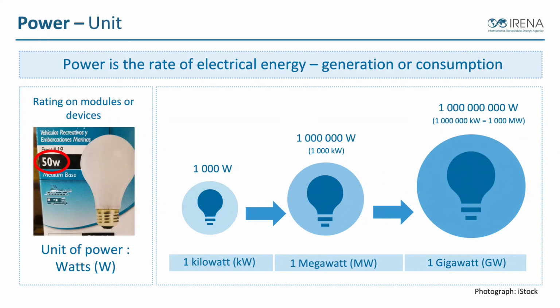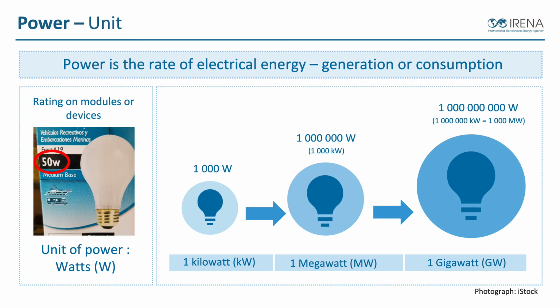The first thing we want to talk about here is power. The unit of power that we use is watts. And so power is the rate of electrical energy, either generated or consumed. All devices are going to have a rating in watts on them. In this case, we see a light bulb example as a 50-watt light bulb. We would also see watt ratings on our solar modules. All of our solar or PV modules are based on how many watts they produce at certain conditions.